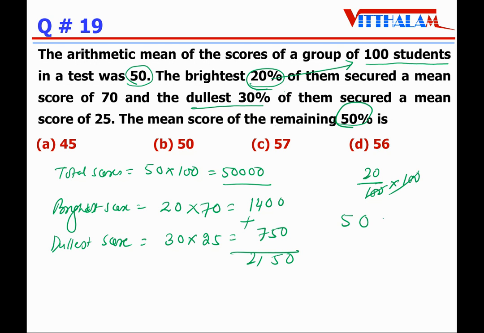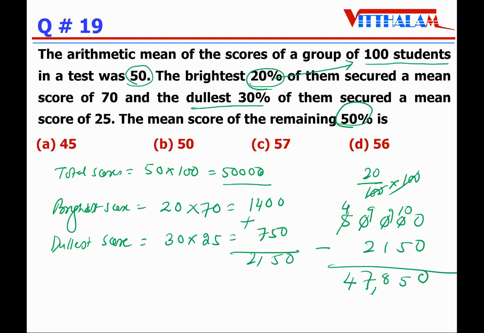So the remaining is 50,000 minus 2150. Just subtract. Oh, this is 5,000, not 50,000. It is 5,000. 50 into 100 is 5,000.